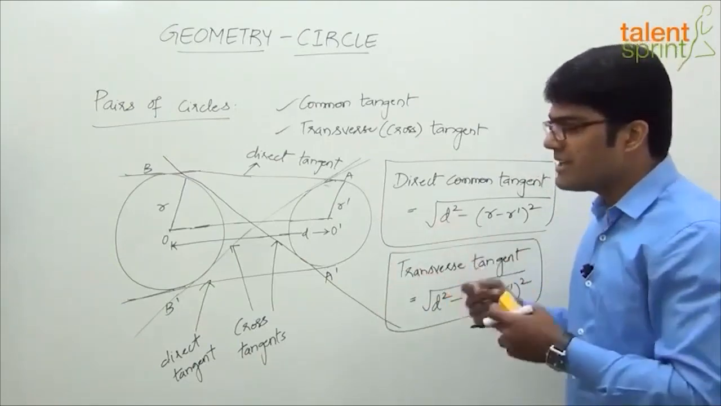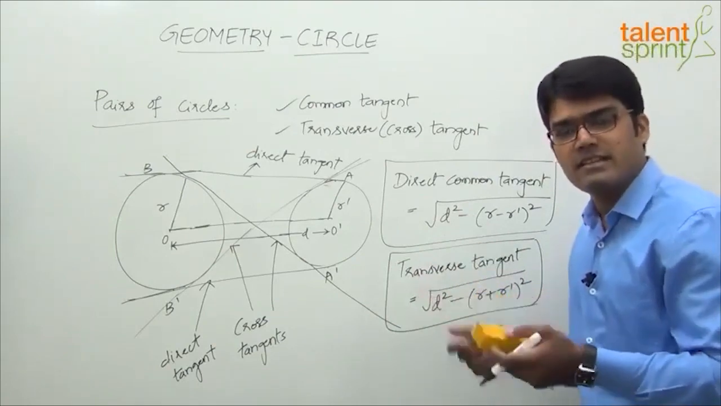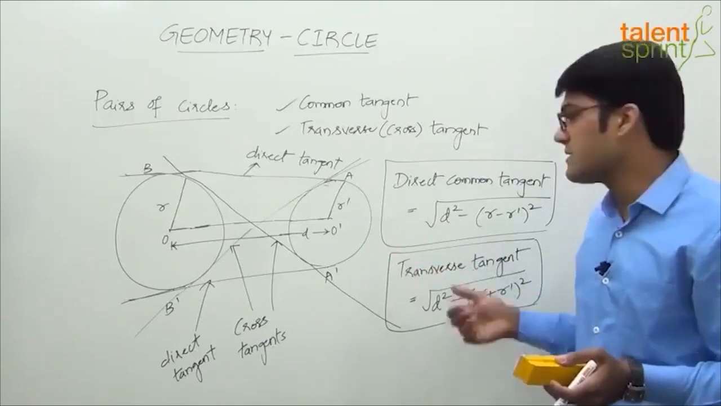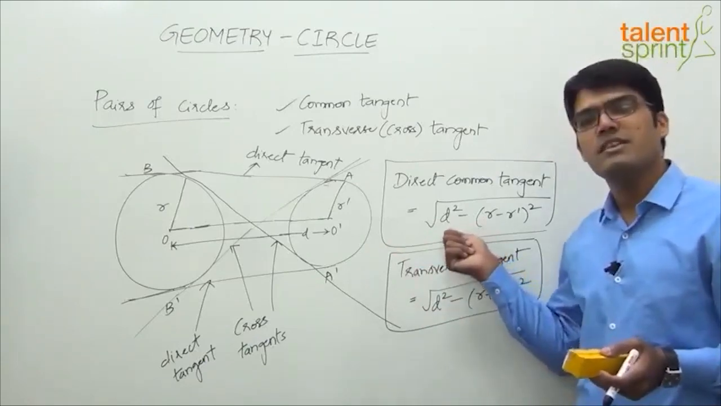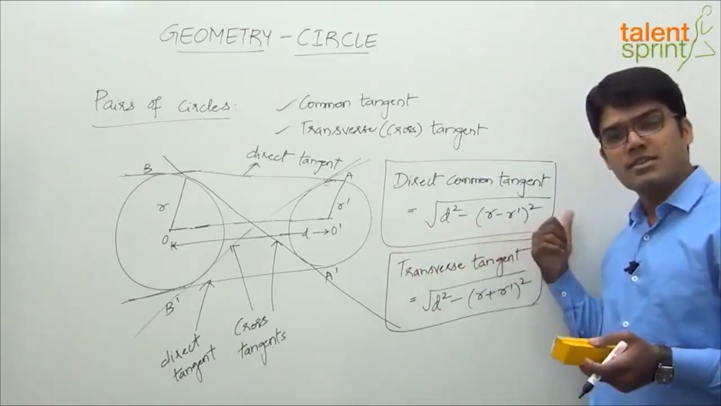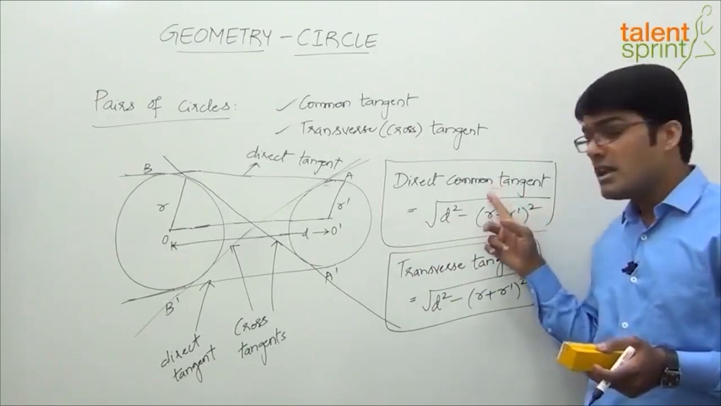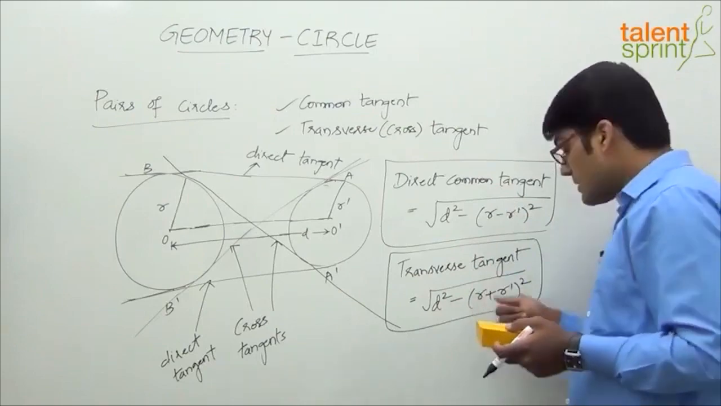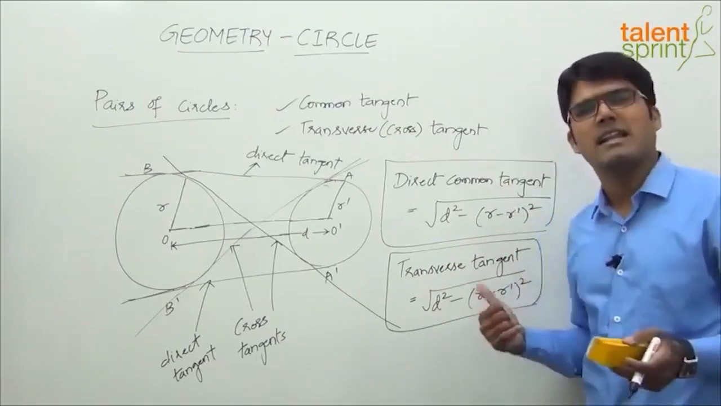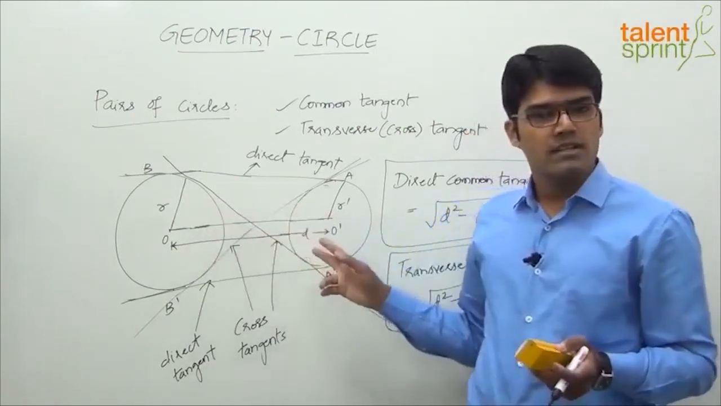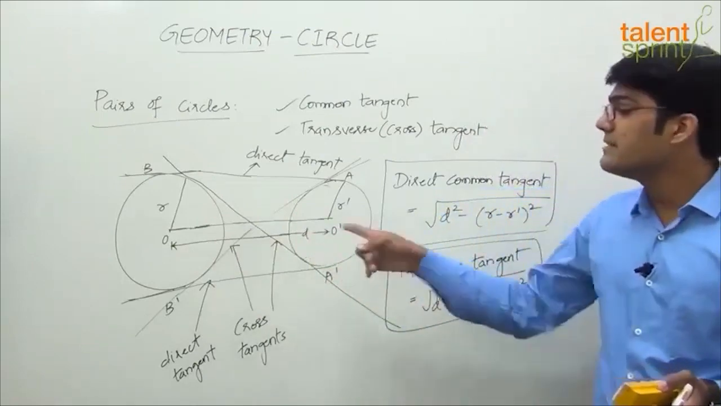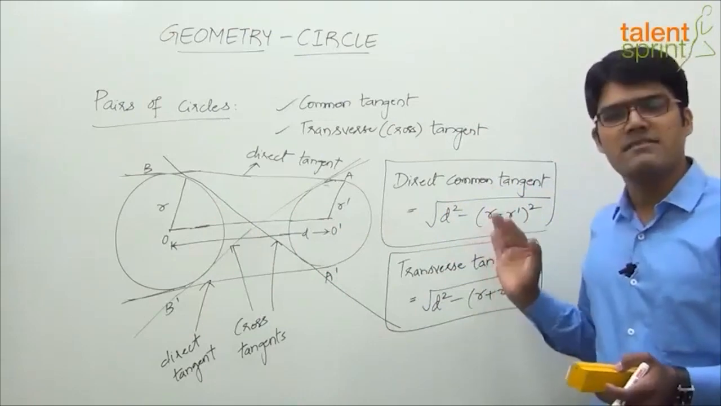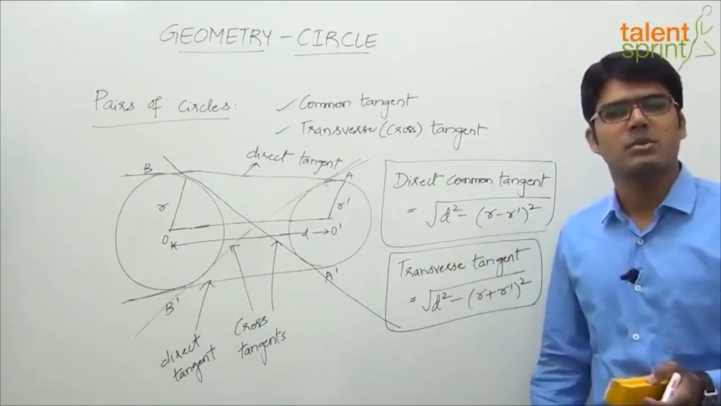So when the two circles are not touching each other, when they are at a distance from each other, we'll have two direct common tangents and two transverse tangents. The length of those tangents will be given as root over D square minus of R minus R dash whole square for the direct common tangent, and for the transverse tangent it is root over D square minus of R plus R dash whole square, where R and R dash are the radii of the two circles respectively, and D is the distance between the centers of the two circles. Alright, so these are important formulae, just remember and apply them to get the required answer.